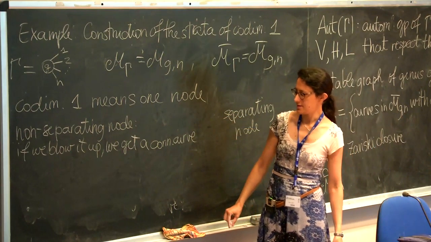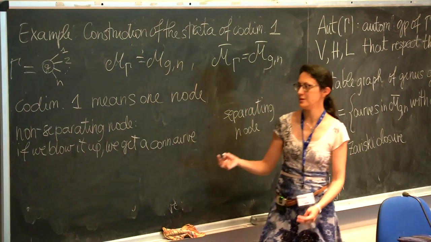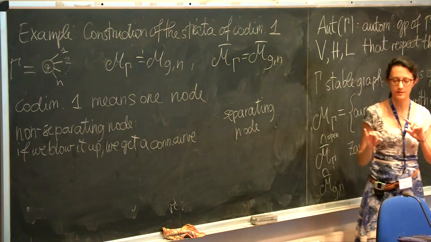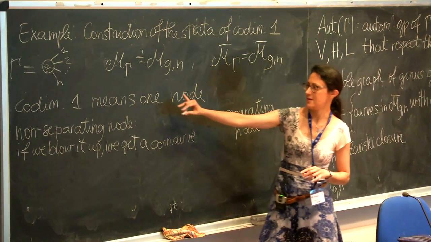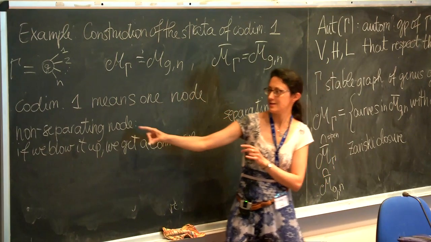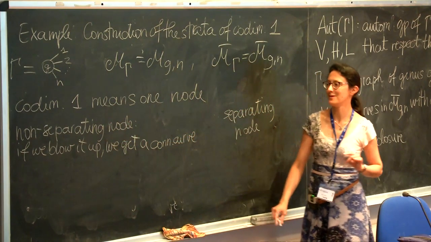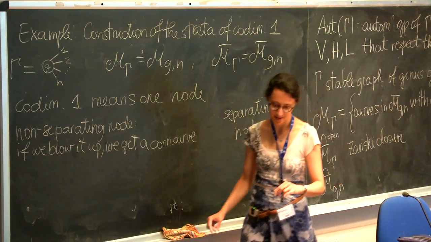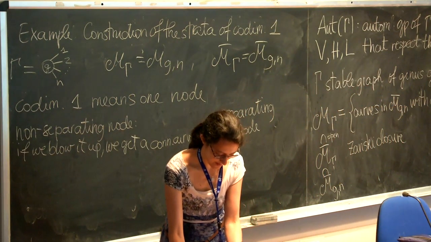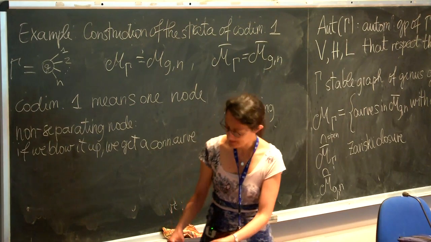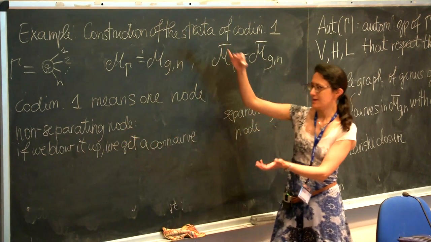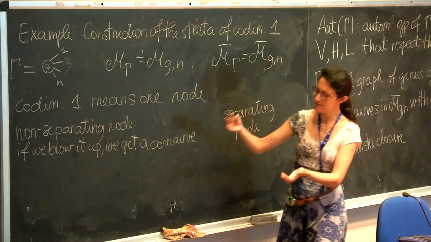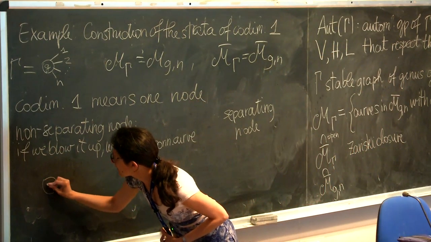So what does a separating and non-separating node mean? This kind of characterization only works well when we have just one node. If we have more nodes, it can be more tricky to find out whether it's truly separating or not, but we may discuss this later if you are curious. The idea is that for a non-separating node, if you blow it up, we get something which is connected and of genus g minus 1.